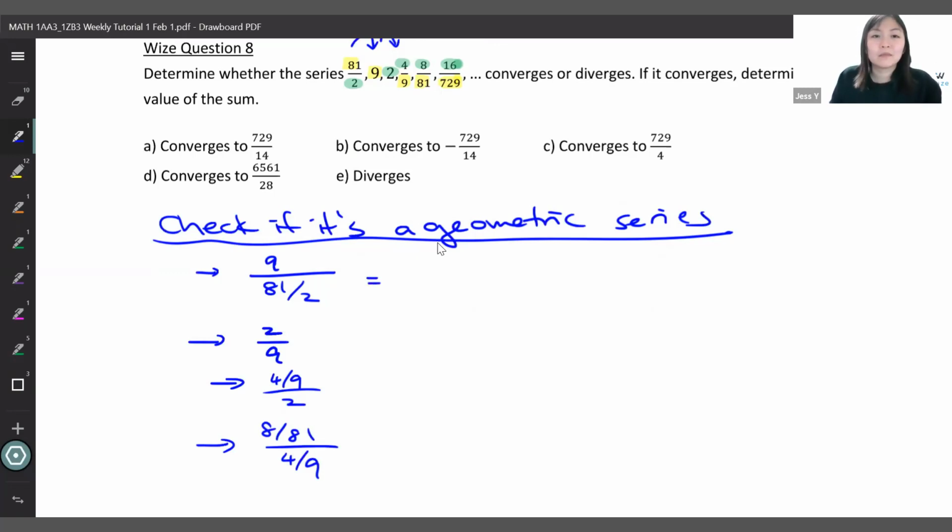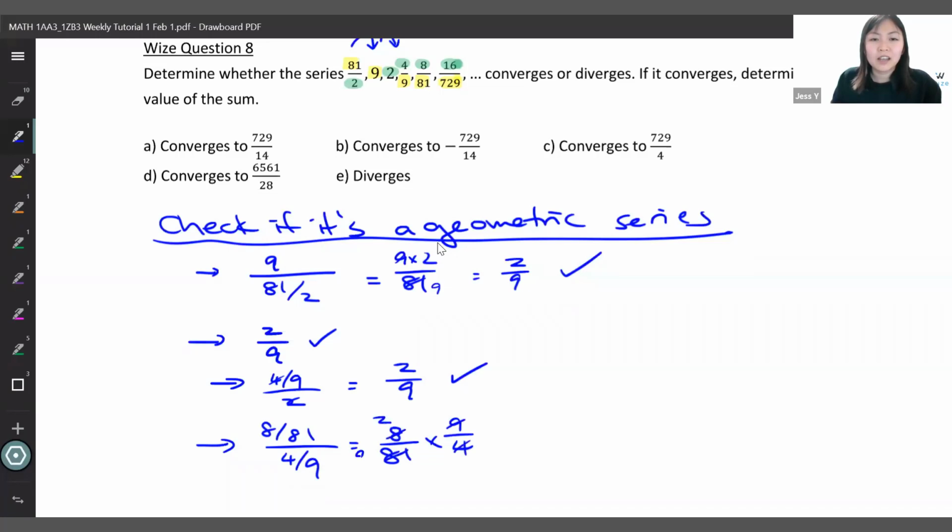Let's simplify. When I'm dividing by a fraction, I flip and multiply, right? So this becomes 9 times 2 over 81. You can do some mental math here: 9 goes into 81 9 times. So this is 2 over 9, which is a good sign because it looks the same as the next fraction. This one, the 4 and the 2 have a common factor, they divide out, so this is also 2 over 9. This next one is 8 over 81 times 9 over 4. Again, some things cancel out and you get 2 over 9. I sound like a broken record now, right? They are all 2 over 9, meaning that yes, it's geometric.